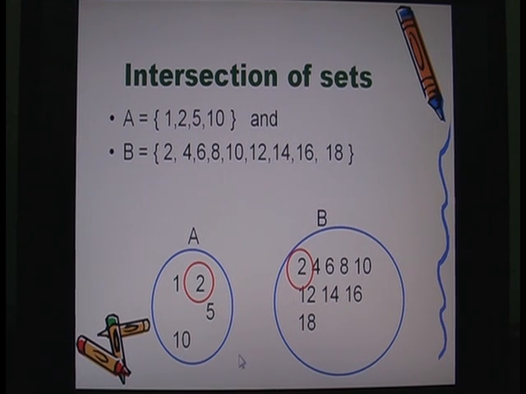What else do they share? Let's look again. We find a 10 in set A. You saw it? Good. And find another 10 in set B. So therefore, set A and B share 2 elements, 2 and 10. Very good.